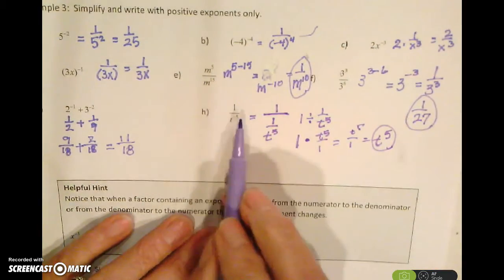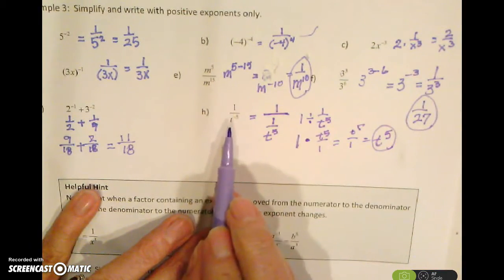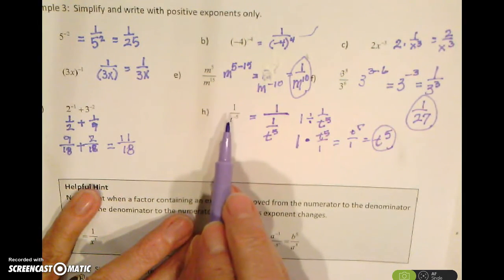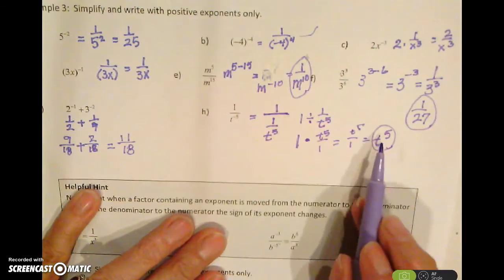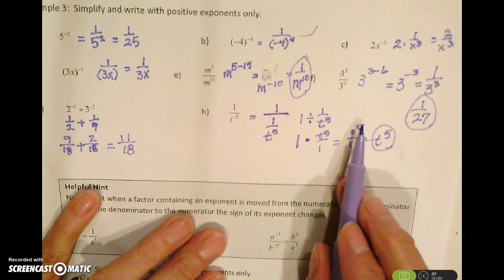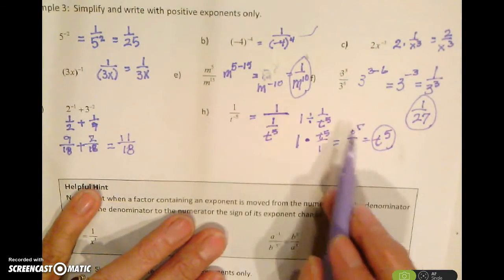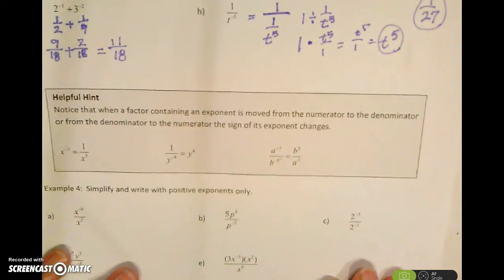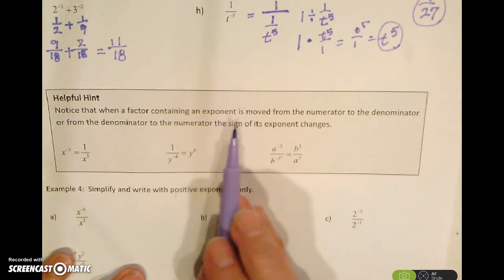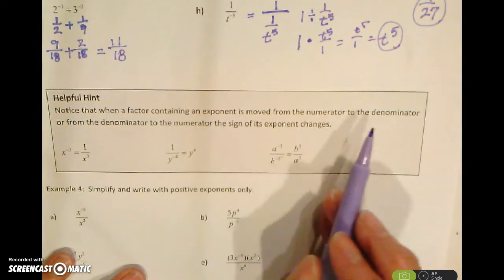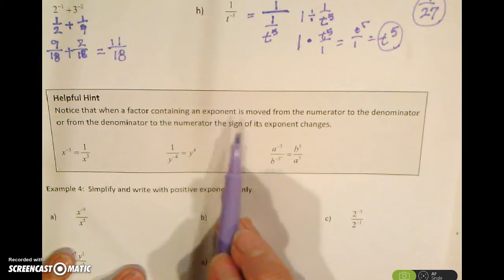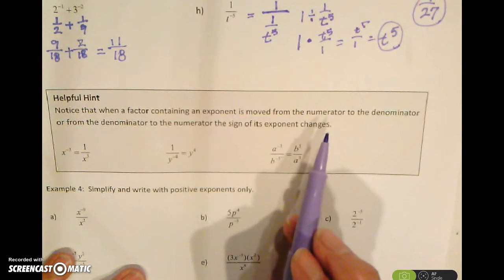Now that's a long way to go, but notice that 1 over t to the negative 5, what happened to my t is it bumped up to the numerator here. It bumped up to the numerator and became positive. So we're going to note here in our helpful hint that when a factor containing an exponent is moved from the numerator to the denominator, or from the denominator to the numerator, the sign of its exponent changes.